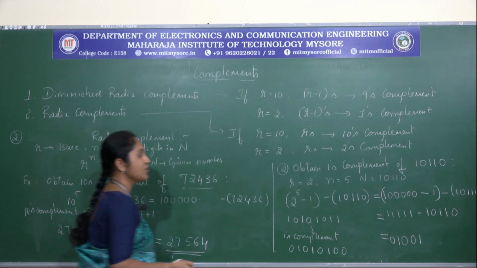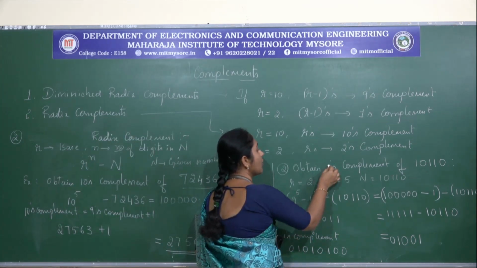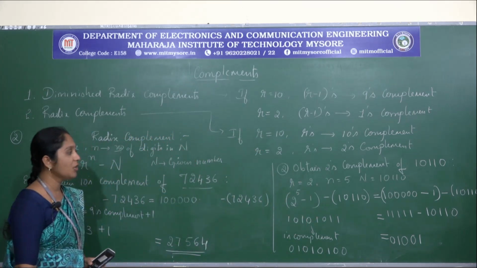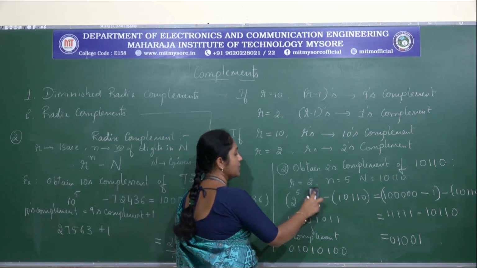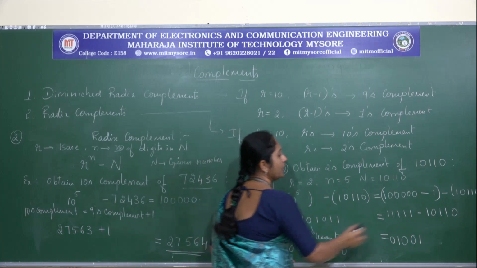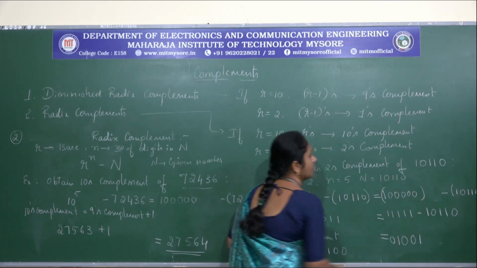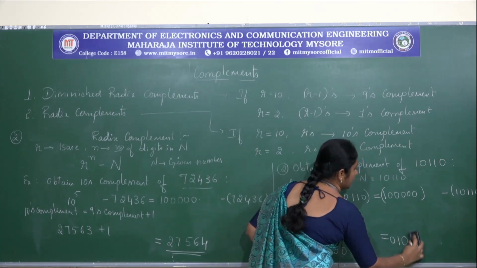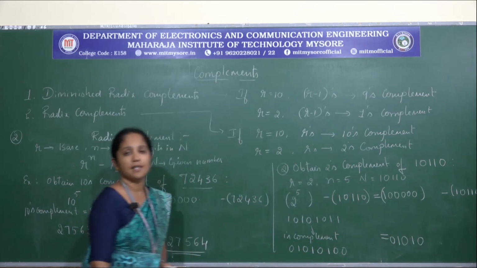Now let us see in case of binary. Obtain 2's complement. I am changing the question here: obtain 2's complement of 10110. In this case, this minus 1 is not there. We need not subtract minus 1. Yes, this is the answer.